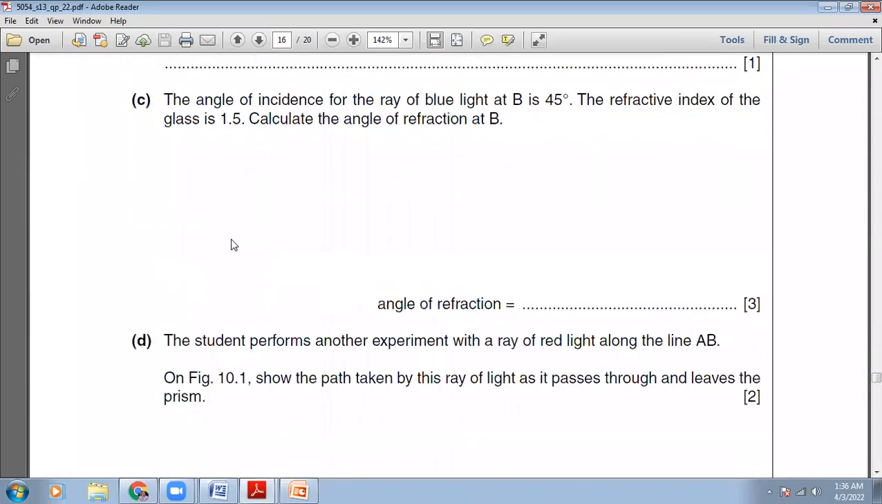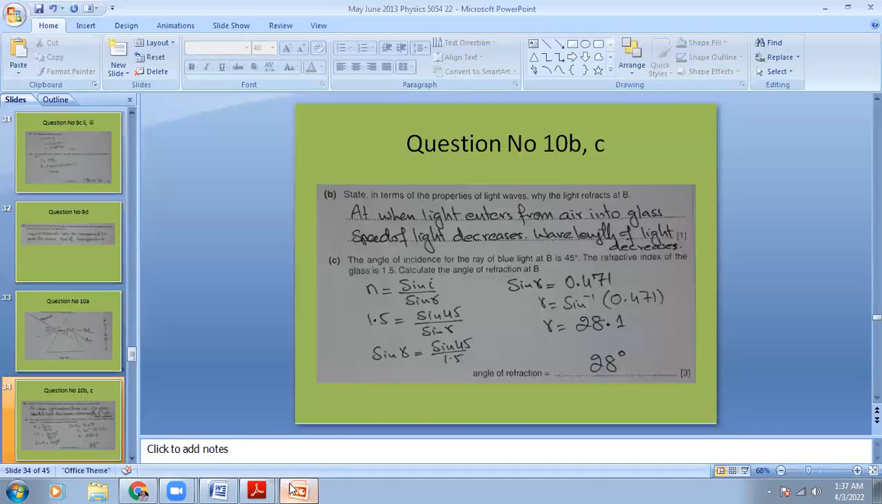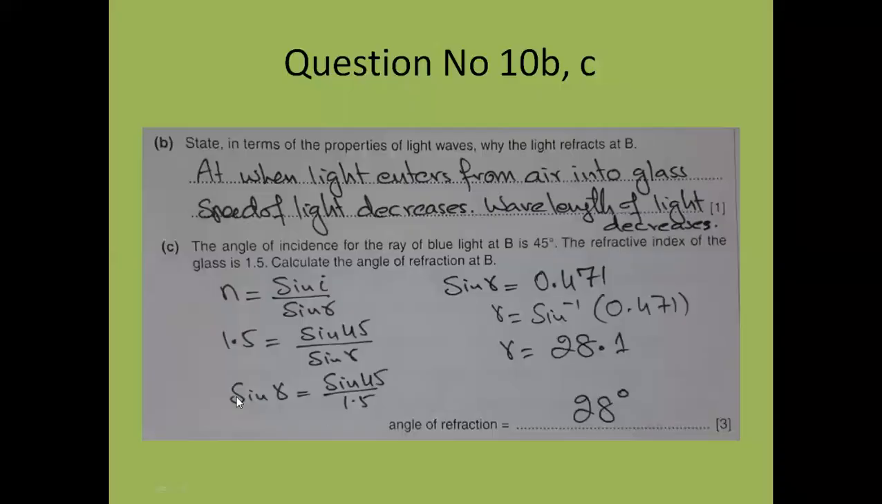He says that the angle of incidence for the ray of blue light at B is 45 degrees. The refractive index of the glass is 1.5. Calculate the angle of refraction at the B. A 3 marks numerical, very simple. Let me show you. n is equal to sine i by sine r. So the n value, refractive index, is 1.5, sine 45, angle of incidence is 45, angle of refraction is the question.